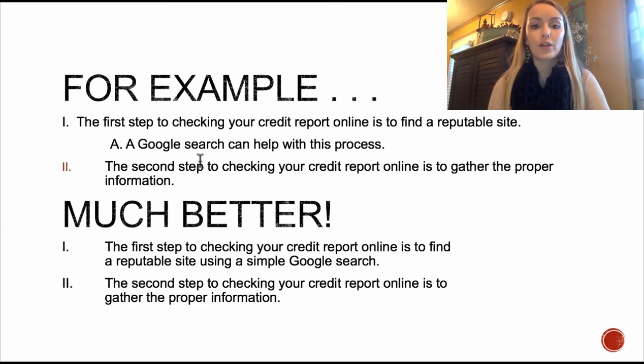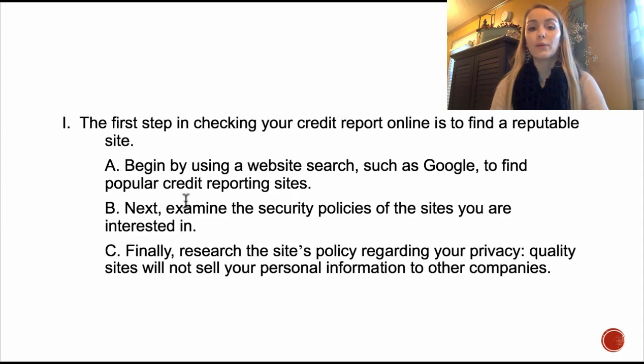So the first step to checking your credit report online is to find a reputable site using a simple Google search. So often if you're running into this where you feel like you need to break it down, but you only have a little bit more to say, try and figure out how you can work that into a nice tight sentence there for your overall main point. All right, if we were to elaborate on main point 1, the first step in checking your credit report online is to find a reputable site. Again, we see that begin, next, and finally, those bite-sized pieces that fit and support main point 1. So keeping all this in mind as you start to do your preparation outlines moving forward.